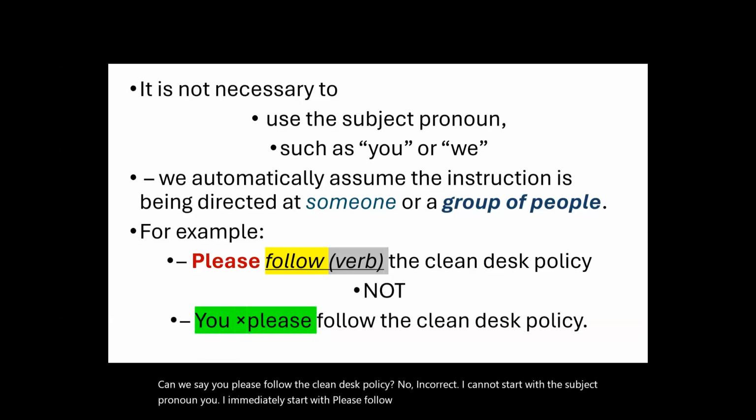So if you are giving instructions, start with the infinitive form of the verb, like follow, switch on, switch off, or the negative, don't switch on, don't switch off, or if you want to be more polite, just start with please follow, or please don't follow, or please don't forget to keep me informed. But we do not say you please or we please. This is incorrect.